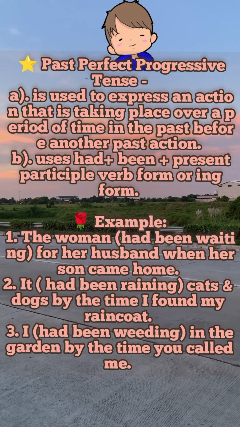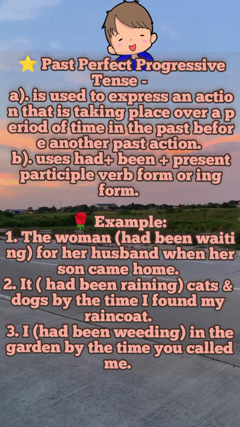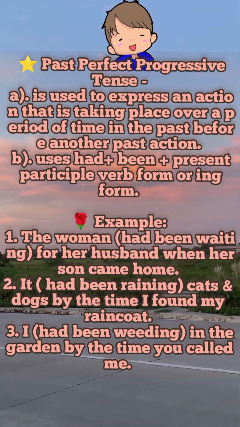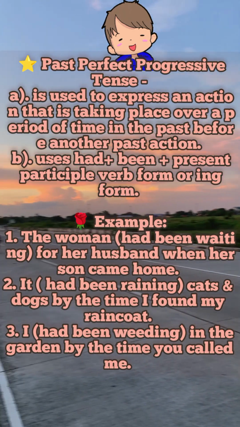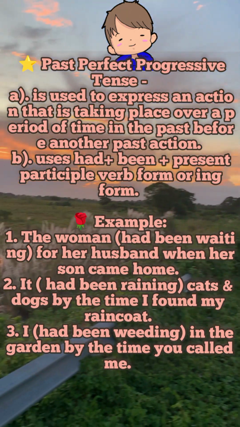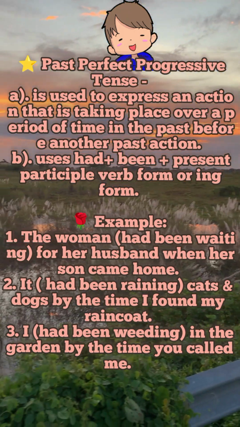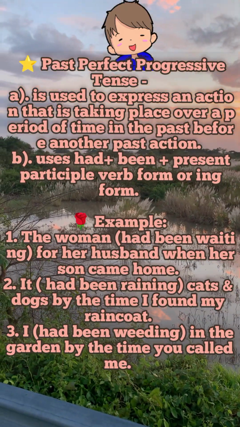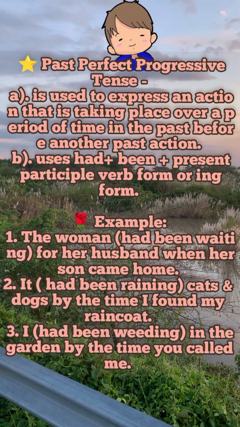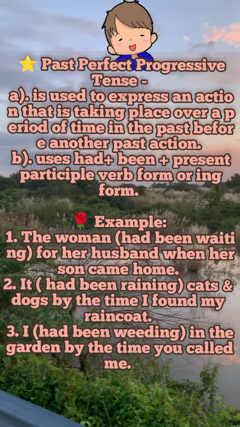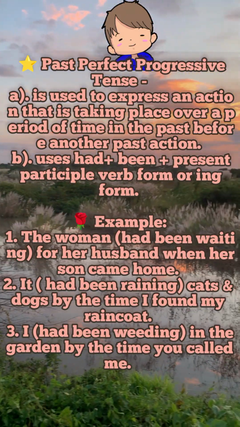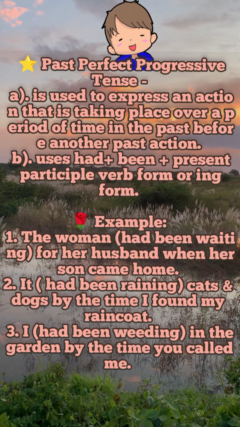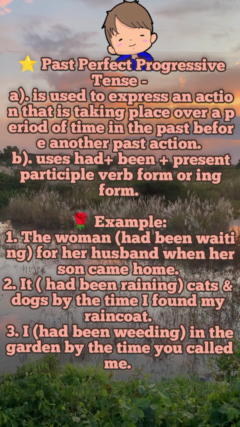Past perfect progressive tense is used to express an action that is taking place over a period of time in the past before another past action. It uses had plus been plus the present participle verb form or ing form. Example: 1. The woman had been waiting for her husband when her son came home. 2. It had been raining cats and dogs by the time I found my raincoat. 3. I had been weeding in the garden by the time he called me. So you have to read and write them so that you will always remember.